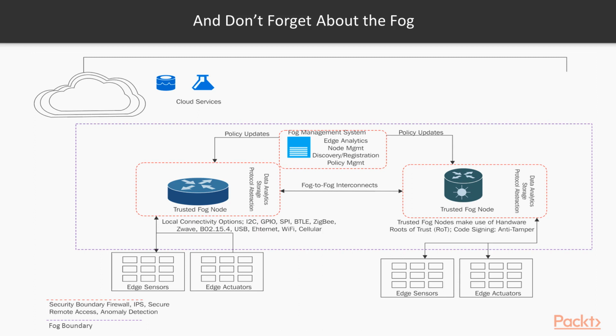These fog nodes provide a first layer of data analytics, storage, and protocol abstraction. Fog nodes can also communicate amongst themselves through fog-to-fog, opening up coordination and collaboration amongst multiple communities of interest. A fog management system provides additional support features that include IoT and node management, policy management, discovery and registration services, and additional analytics features. This layer provides enhanced management and analytics services for IoT edge devices. However, the cloud is still used for more compute-intensive analytics, long-term historical analysis, and long-term data storage.